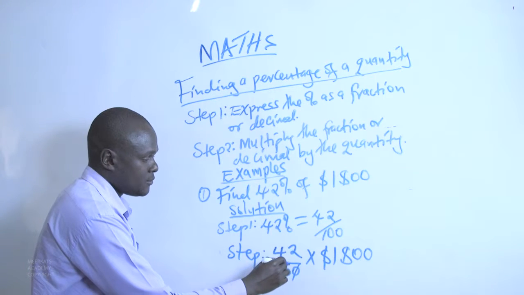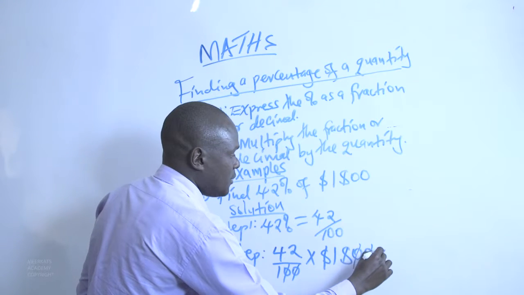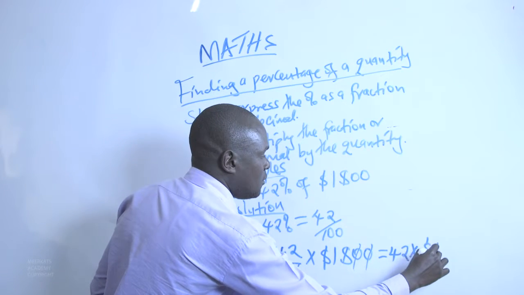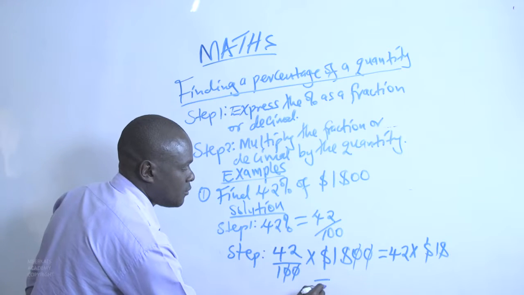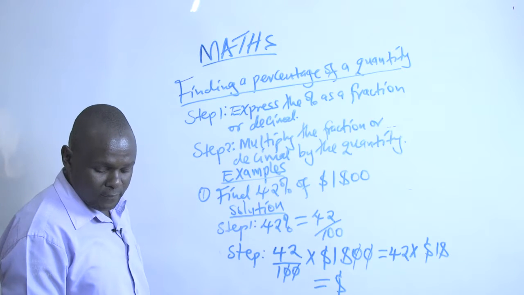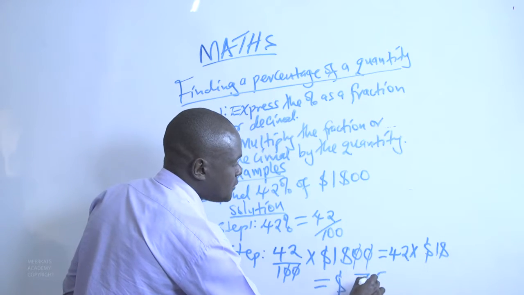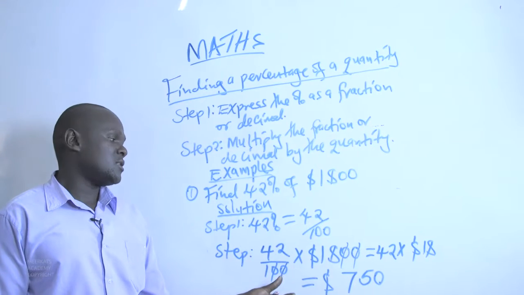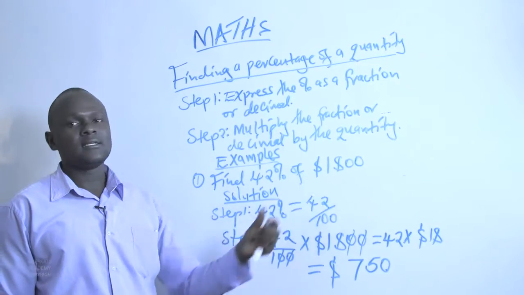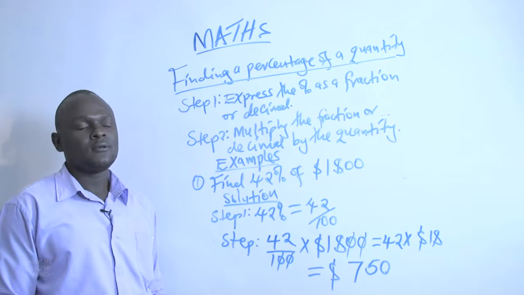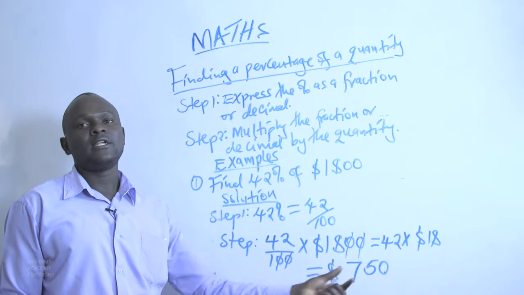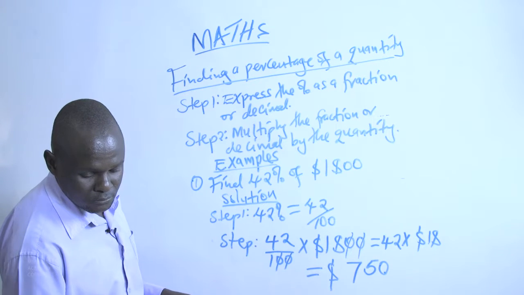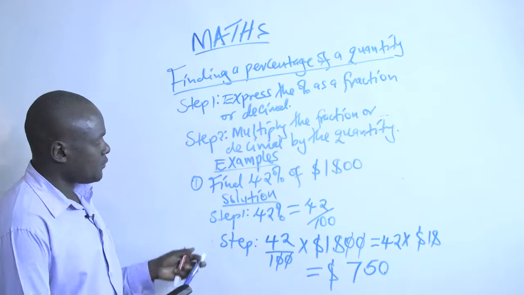We can cancel these zeros, then we remain with 42 multiplied by 18 pounds, which actually will give us 756 pounds. This means that 42% of the 1,800 pounds is equivalent to 756 pounds. This was our first example.